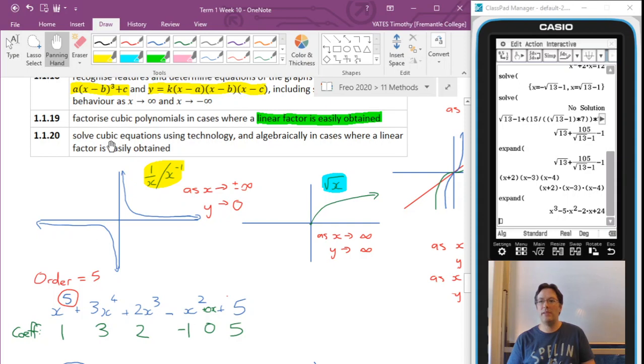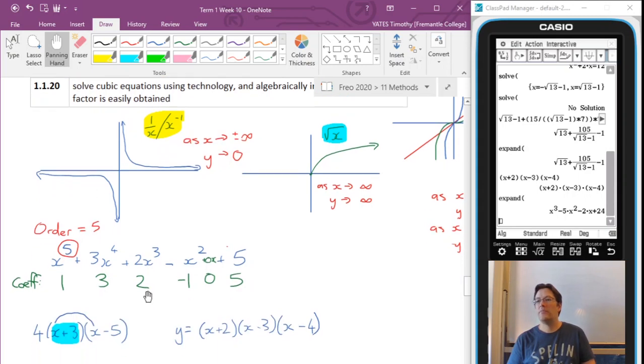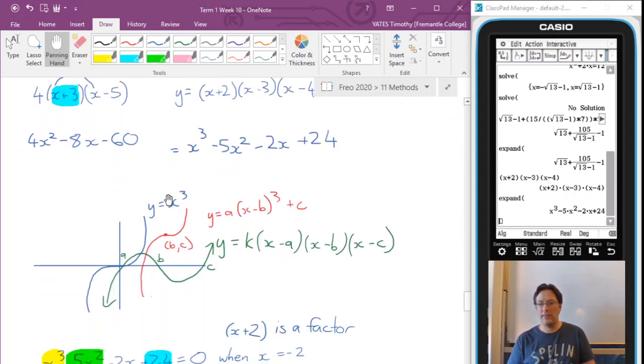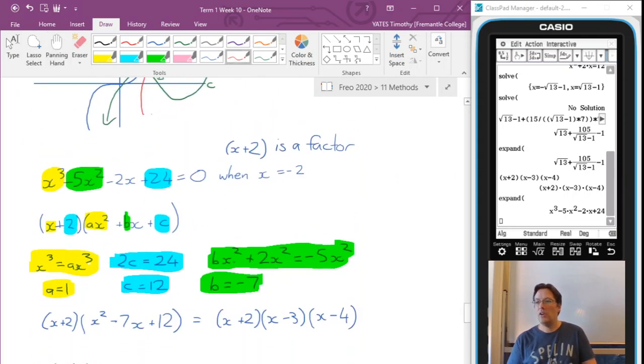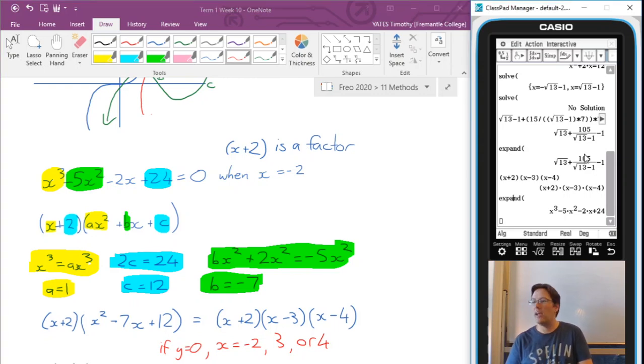And next up is to be able to solve cubic equations using technology and algebraically, where a linear factor is easily obtained. So that's just working out when we look at this answer here, we know that x equals -2, 3, or 4. Those are, or if y equals 0, x equals -2, 3, or 4. That will be basically what our solutions end up being.